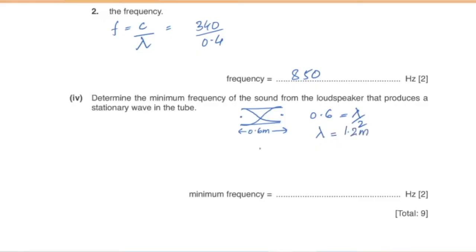So the minimum frequency of the sound that could be produced in this tube is going to be equal to the speed of sound in air, that is 340 meters per second, divided by the longest wavelength that could form in this tube, it's 1.2 meters. So the minimum frequency is 283.3 hertz.